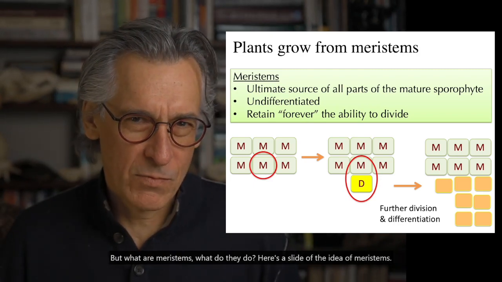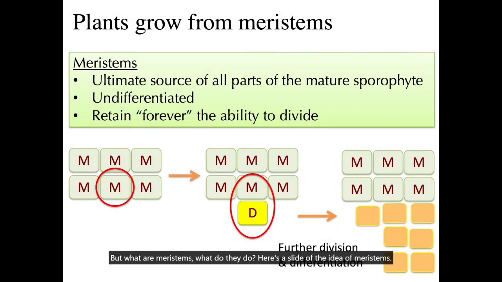But what are meristems? What do they do? Here's a slide of the idea of a meristem. Plants grow from meristems. They are, as I say, the ultimate source of all plant parts of the mature sporophyte. They are undifferentiated. That is one of their major features. They retain forever, in the sense of the duration of the plant's life, the ability to divide.